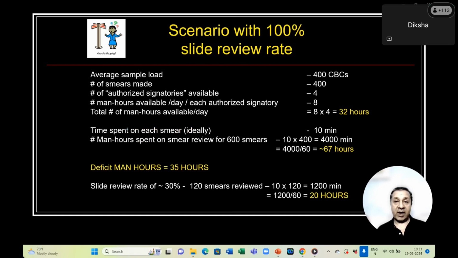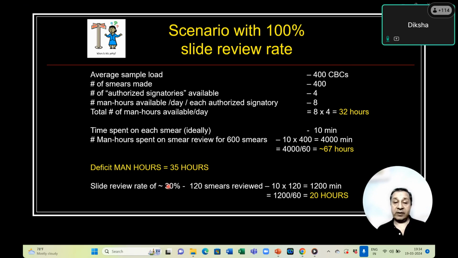If we had a 100% slide review rate in our laboratory, we have roughly about 400 CBC samples. That means 400 CBC smears have to be made. We have four signatories, 8 man hours for each signatory. So that means we have roughly about 32 hours to really look at the smears. And let's say we take the ideal smear time of 10 minutes for every case, we need 4,000 minutes. That's about 67 hours. But we had only 32. What does this mean? We have a deficit of 35 man hours.